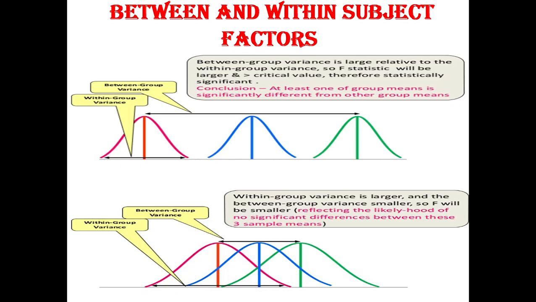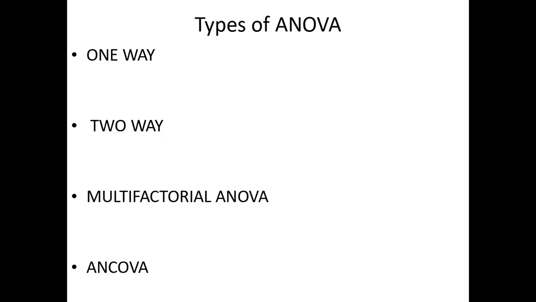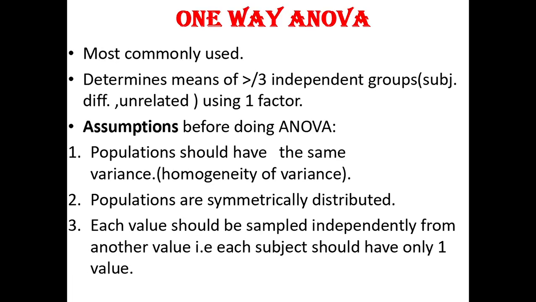So you can go through the different books and articles to learn more about this image and picture and topic. Then coming to types of ANOVA: one-way ANOVA, two-way ANOVA, multifactorial ANOVA. It can be ANCOVA. Most commonly used is one-way ANOVA. It determines means of three or more independent groups, subject difference unrelated, using one factor.